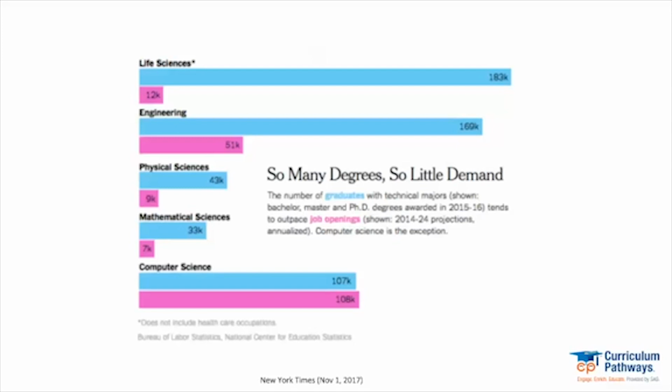But the pink lines indicate job openings. So in every other STEM discipline, the number of graduates is outpacing the number of available jobs except for computer science, which is such an indicator to the growing industry. So now is the best time as any to get going with computer science, and it's one of the most useful and relevant skills we can be teaching our students today.